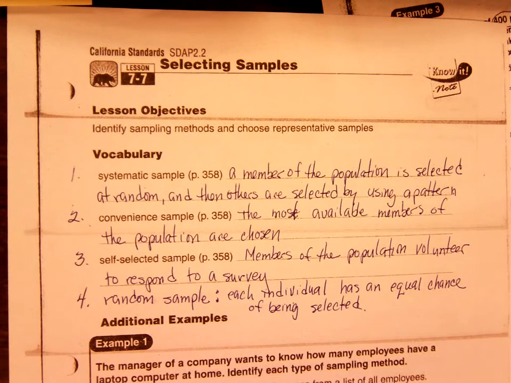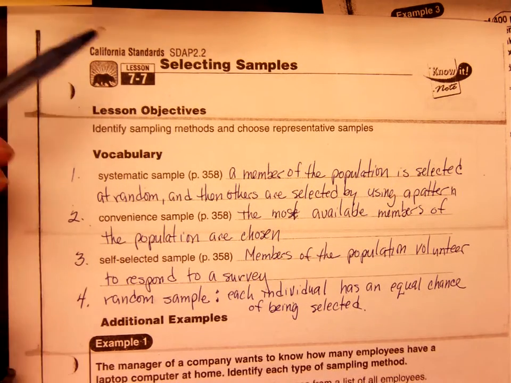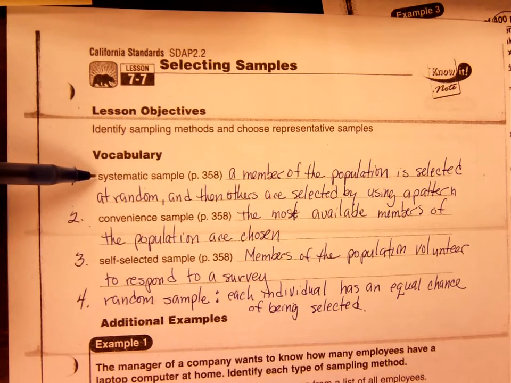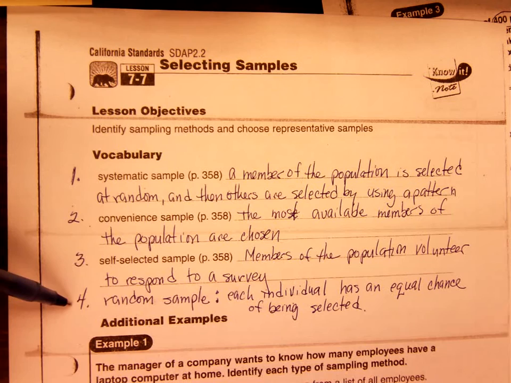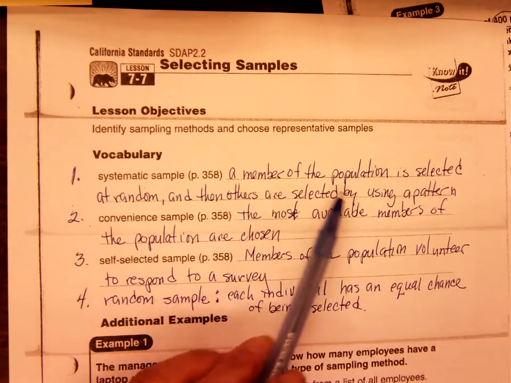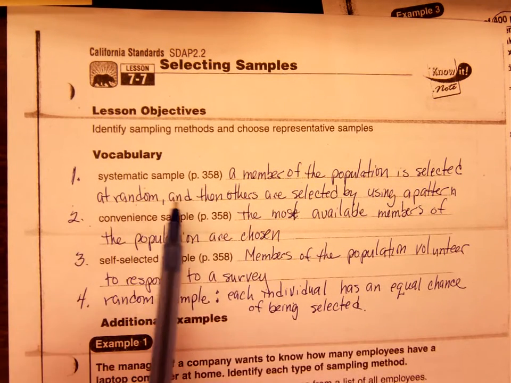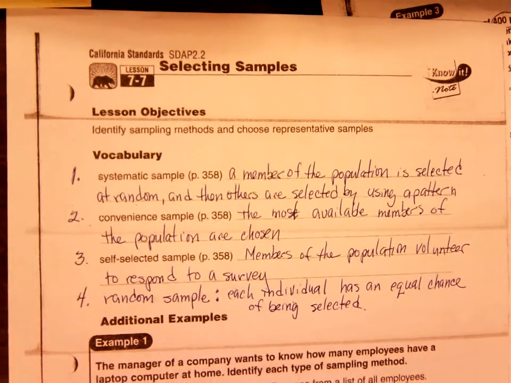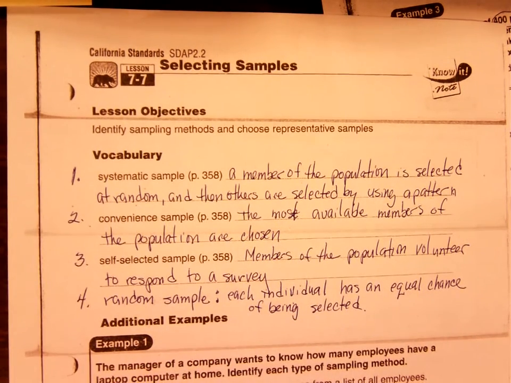Okay, so today's lesson is 7.7, selecting samples. So here are the vocabulary words, and these are your choices that you're going to have for this lesson. First one is systemic sample. A systemic sample is when a member of the population is selected at random, and then others are selected by using a pattern.